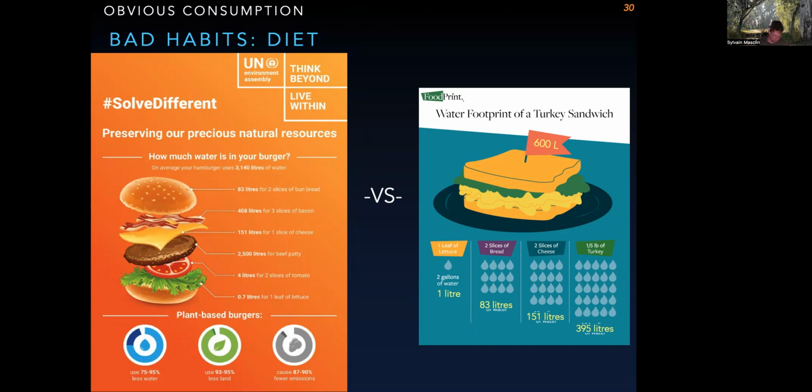Of course, I gave you 2 examples, a nice hamburger versus a more regular sandwich, and you see the difference in terms of water used. The burger is estimated to use about 3,000 liters of water, a bit less than 1,000 gallons, but it's a huge amount, versus a sandwich at 600 liters. So the sandwich uses 5 times less water than the hamburger.